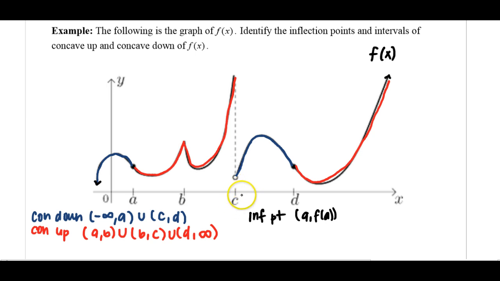So I would not include C. But I would include D. I do have a filled-in circle, and I have a change from concave down to concave up at D. So D, f of D, would be the second inflection point. So C is not an inflection point because the function is not defined at C. C is not in the domain, so it cannot be an inflection point.